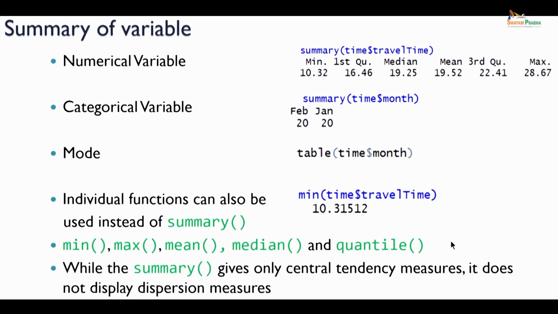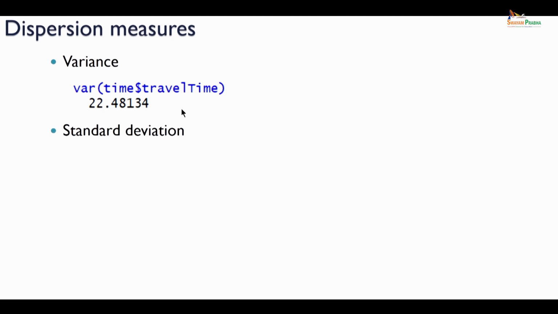While the summary gives you only central tendency measures, it does not display dispersion measures. By dispersion measures I mean the variance and standard deviation. Variance is calculated as follows. VAR is the function name and you give the variable name as an input. In this case travel time is the input for which I want to calculate the variance. The next dispersion measure is standard deviation represented as SD in R, and you again give the variable name inside brackets and it gives you the standard deviation.